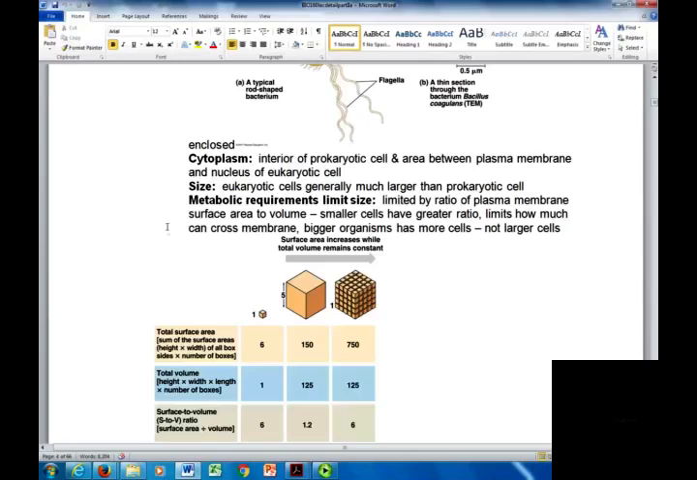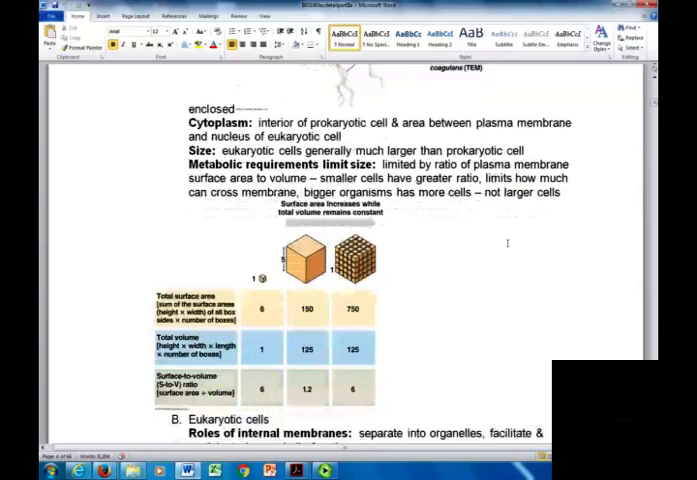One important thing to note with cells is their metabolic requirements are going to limit their size. Just because you have a bigger organism doesn't mean you're going to have bigger cells. Instead, you will have more cells. And this is because of the surface area to volume ratio. Smaller cells have a greater ratio.